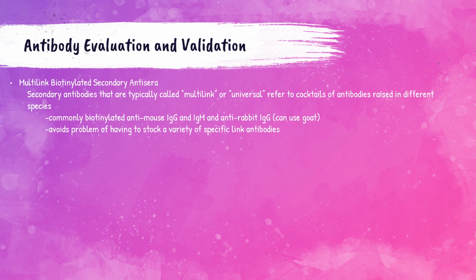Secondary antibodies that are usually called multi-link or universal refer to antibody cocktails that are raised in different species. They are commonly biotinylated anti-mouse IgG and IgM and anti-rabbit IgG. Goat antibodies can also be used. It's important to know the species and the secondary antibody mixture to ensure that the targeted antibody is compatible. These multi-link secondary antibody mixes are helpful because they prevent the problem of having to stock very specific link antibodies. You can use this because it's a mixture of different species.